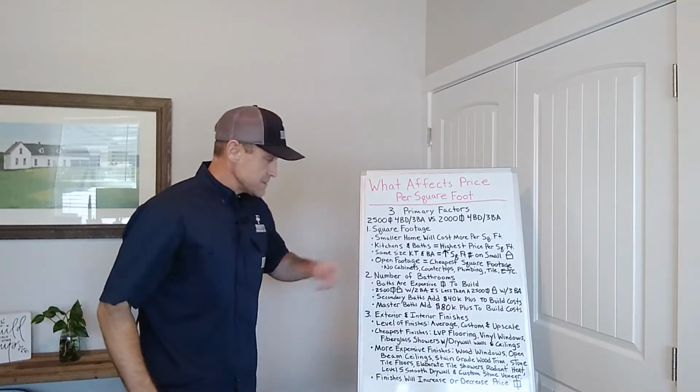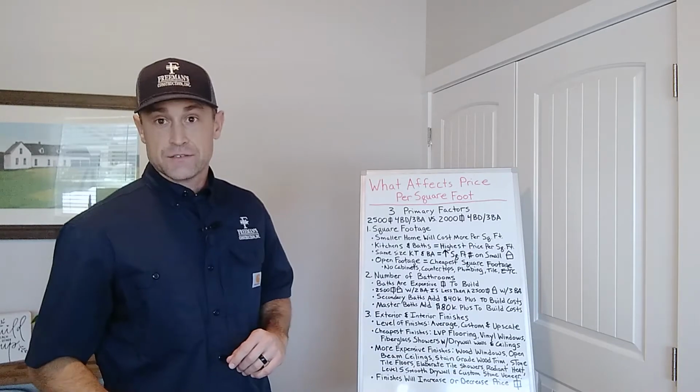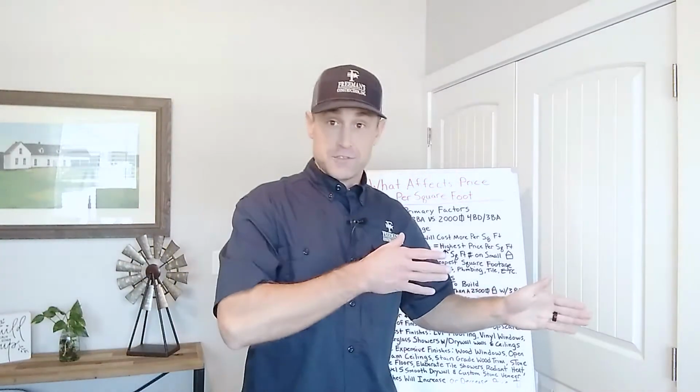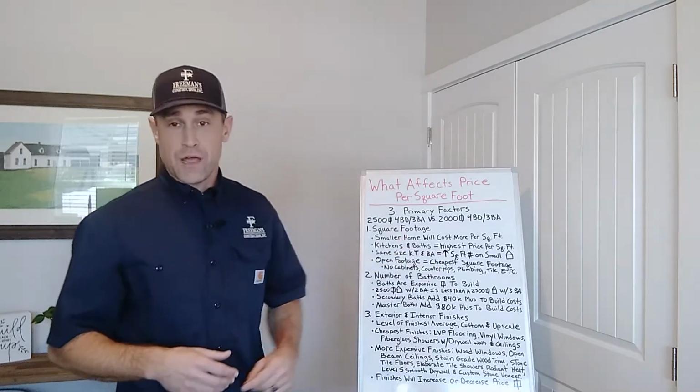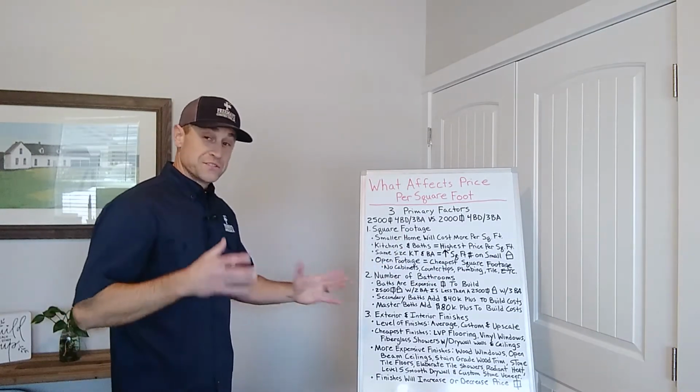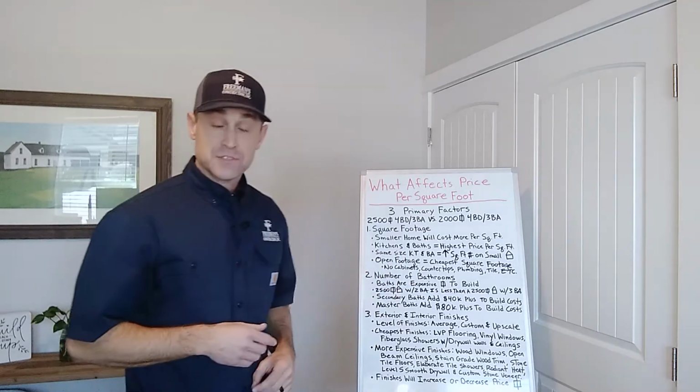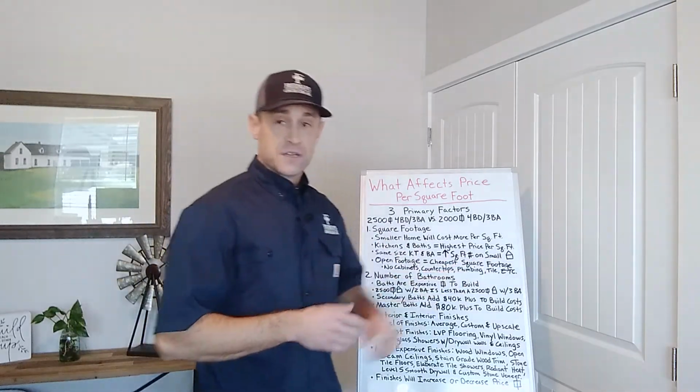So master baths are $80,000 plus the build costs. Say you had 2 masters in a house. Instead of adding 40 for that bathroom, you probably add 80 for that bathroom. So you have to determine, based on the size and what's actually in those bathrooms, if it's a master bath or a secondary bath.